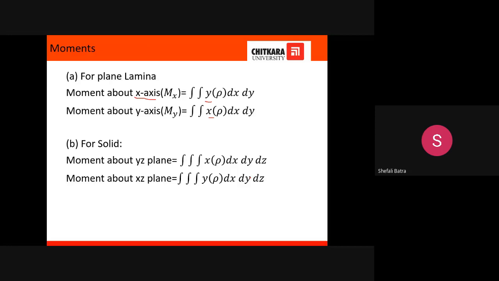Xy plane, z rho dx dy dz. Simple, triple integration z rho dx dy dz.